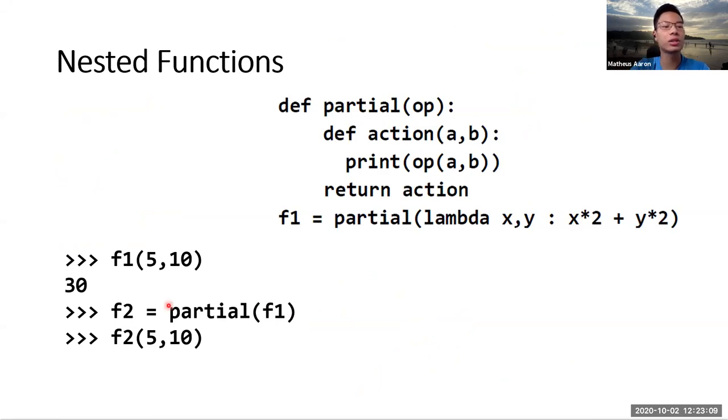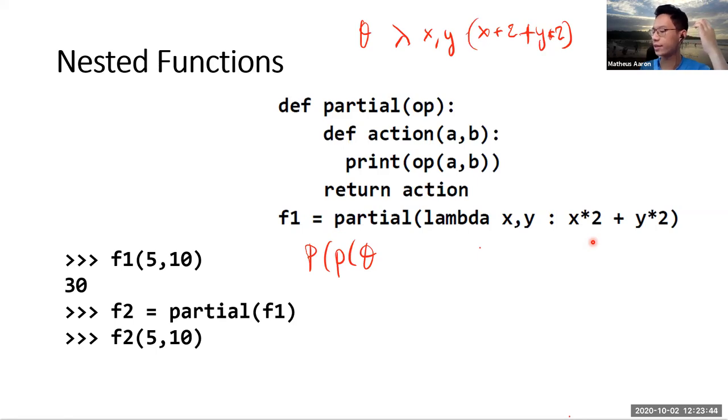We actually enclose another function in it. So F2 is partial F1. If you expand it a bit, say partial is p, it's going to be p, p, then theta. I'll still represent this lambda as theta. So it's going to be a bit double. I think we'll just break it down first. Say F2 5, 10. Now I'll be running a bit slow, so try to follow, but if you cannot, it's okay. This one is not easy.